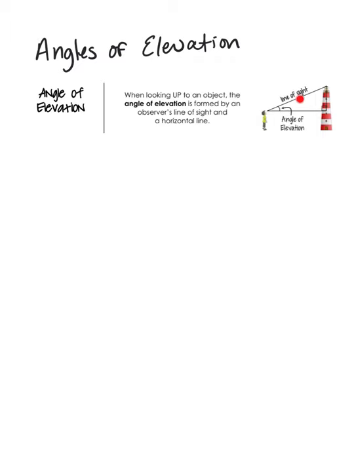The line of sight is going to be the hypotenuse of the right triangle, which is what's drawn here. So because this is a right triangle, we're going to use one of our trig functions, sine, cosine, or tangent, to solve for whatever the missing value is. So an angle of elevation, when looking up to an object, is formed by the observer's line of sight and the horizontal line. So the angle goes from the horizontal line to the line of sight.